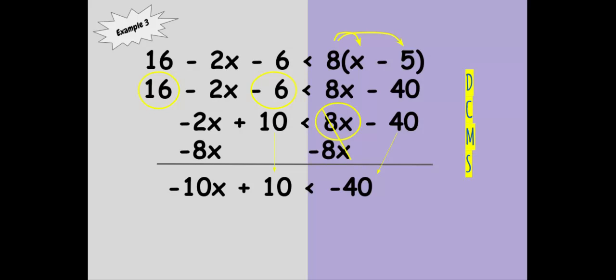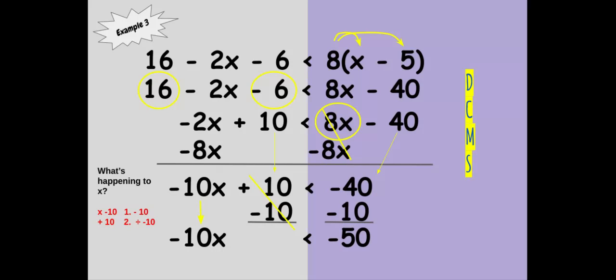Now it's time to solve. So here's where we ask, what's happening to x? x is being multiplied by negative 10 and added by 10. So we're going to reverse the order of operations. So steps 1 and 2 are subtract 10 from both sides and then divide by negative 10. So here we go. Subtract 10 from both sides. We cross it off. We bring our negative 10x down and we answer on the right-hand side. We get negative 10x is less than negative 50.